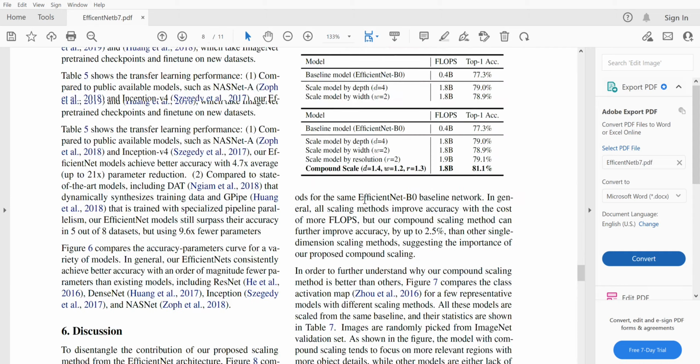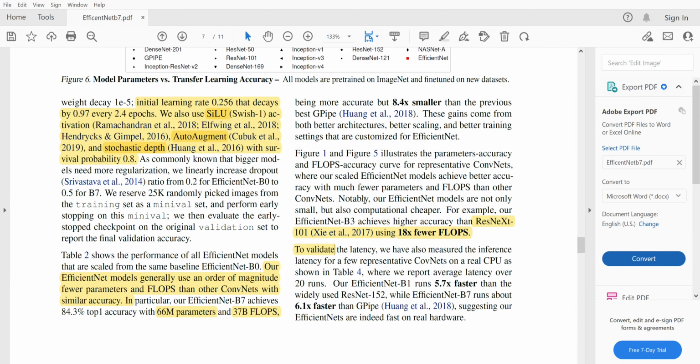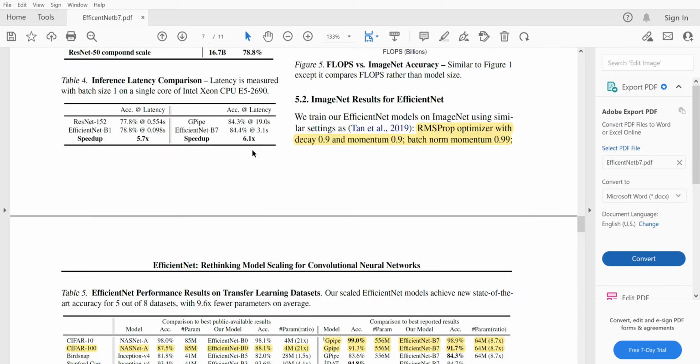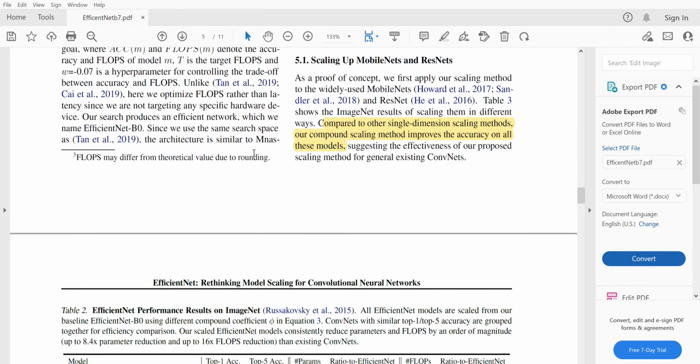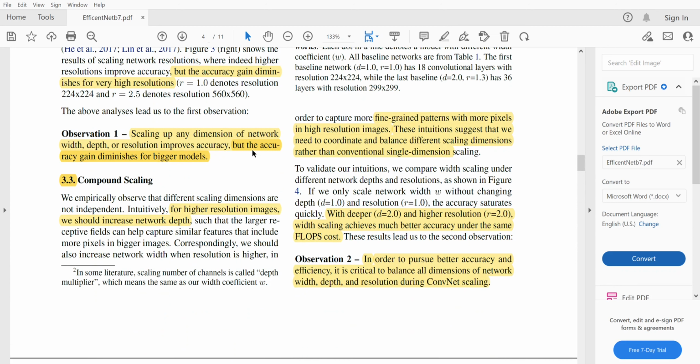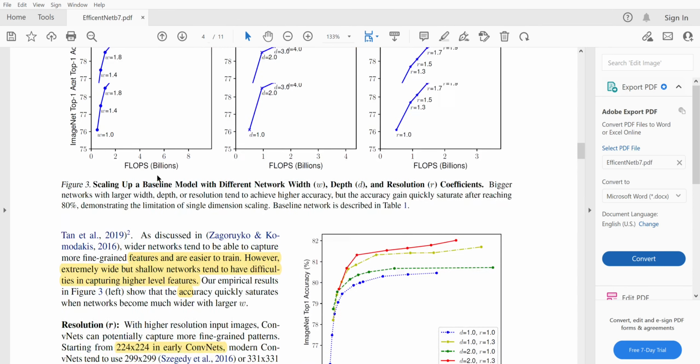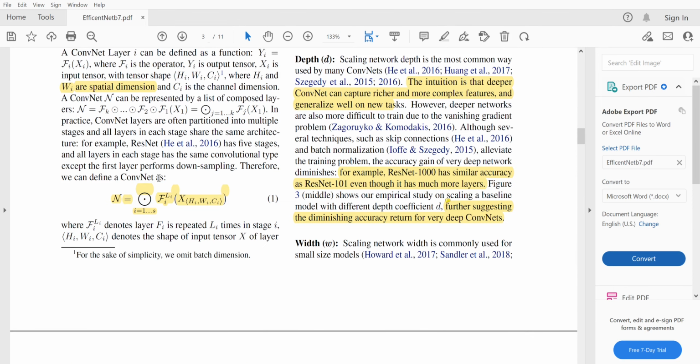So that's it, the basic emphasis of this network. The key point to learn from here is that the network is scaled up in 3 dimensions, and they did not develop a new network, they just developed a new novel method called compound scaling, and accuracy was improved.